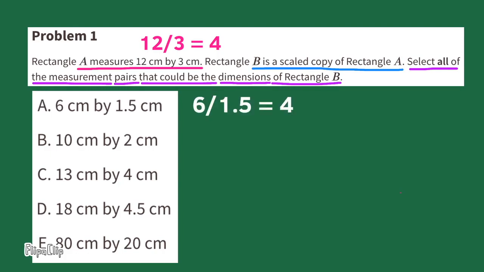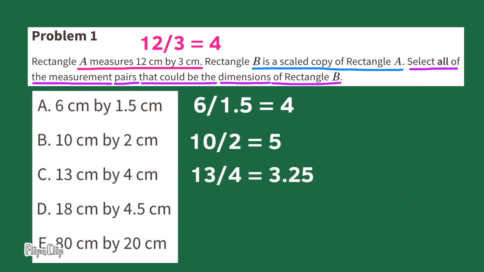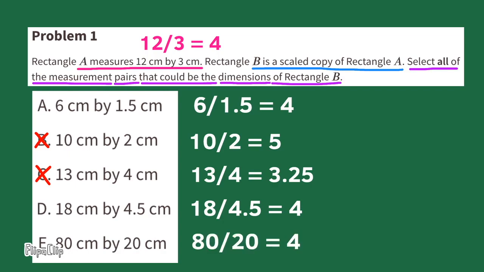6 divided by 1.5 equals 4. 10 divided by 2 equals 5. 13 divided by 4 equals 3.25. So far I can tell that anything that doesn't equal 4 is not going to be a scaled version of rectangle A. 18 divided by 4.5 equals 4, and 80 divided by 20 equals 4. So again, A, D, and E are all scaled versions of rectangle A and could be rectangle B.